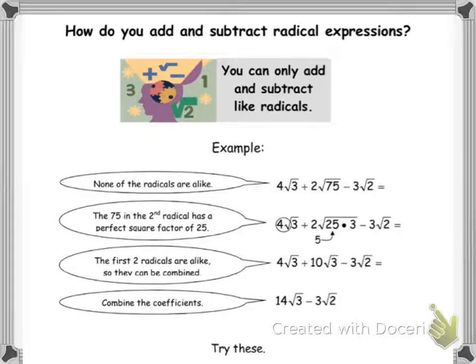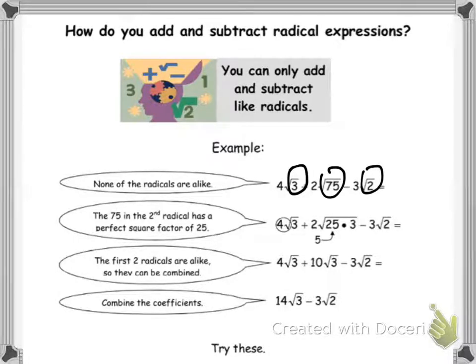How do you add and subtract radical expressions? You can only add and subtract like radicals. So you look at the first example. None of these are alike at this point. You notice that square root of 3, square root of 75, and the square root of 2.